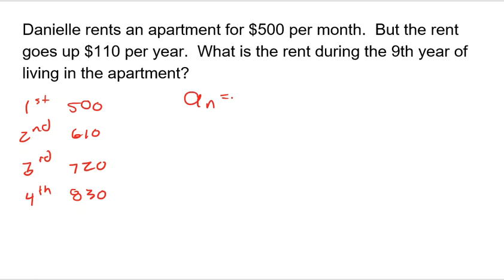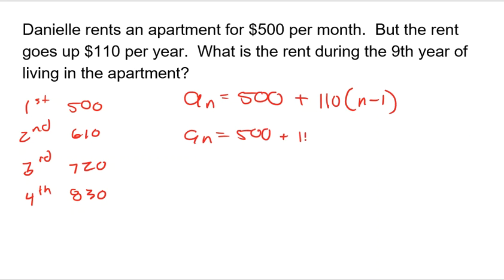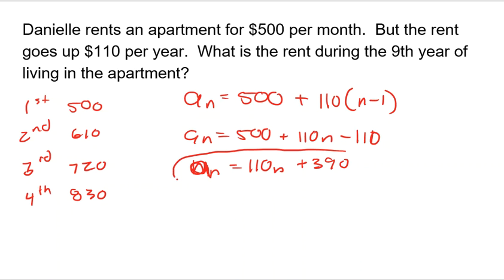So my arithmetic formula is: what was it the first year? $500. Plus, what's it going up by? 110 times n minus 1. That's it. Let me just clean this up. 500 plus 110n minus 110. And a sub n is 110n plus, 500 minus 110 is going to be 390. So that's my value there after I combine like terms. So there's a formula to find the price of the rent any given year.